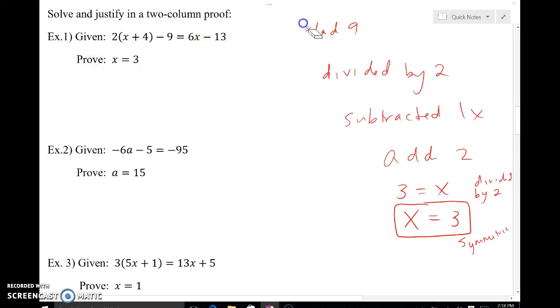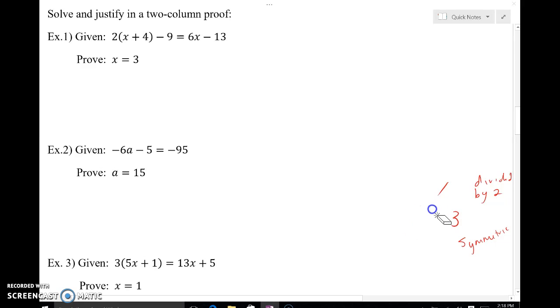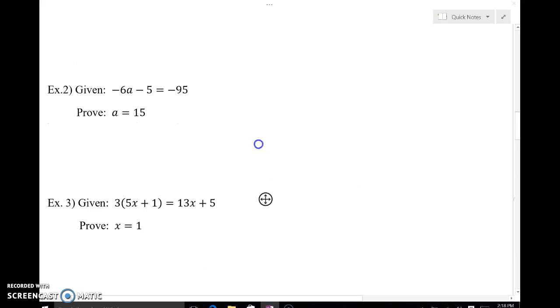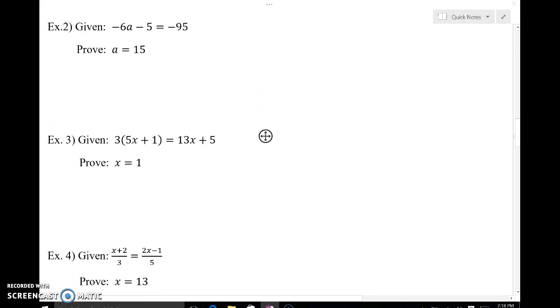Moving to example 2, it's a little bit different. We don't have any parentheses, but we will have to deal with a few negative symbols here, and we could definitely talk about that. A lot of you might even be trying these examples on your own, which is a good thing, and then you can see what I think about them.